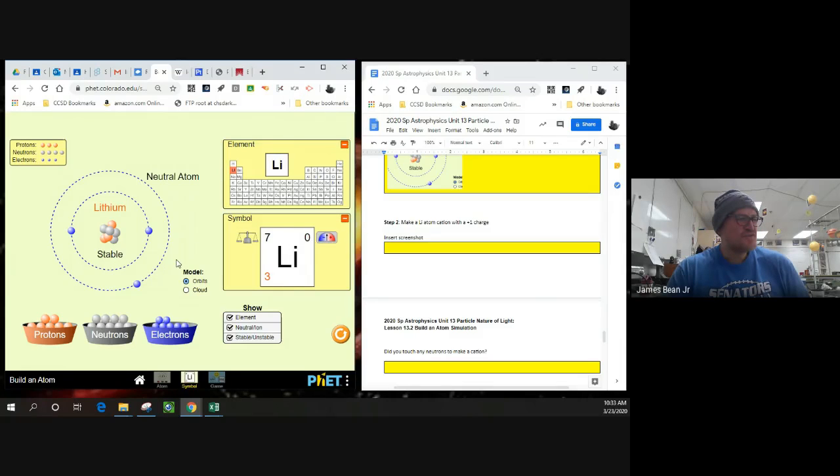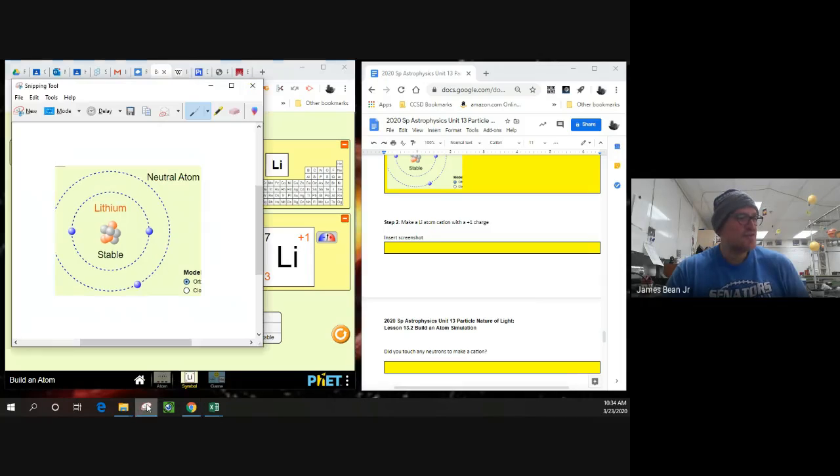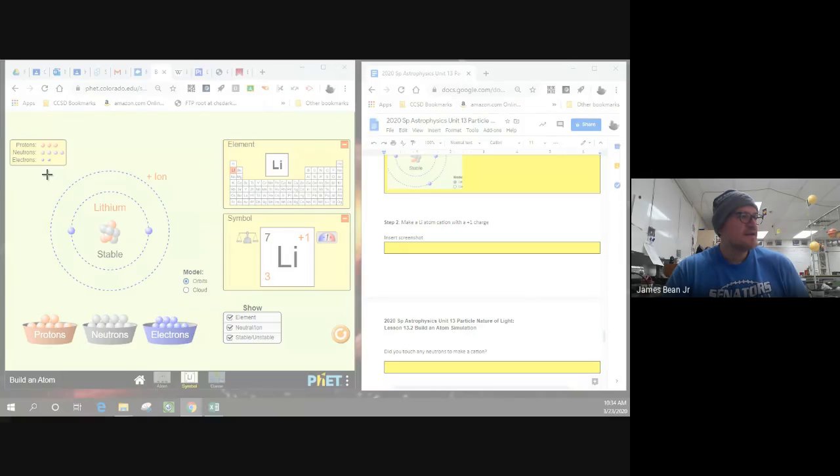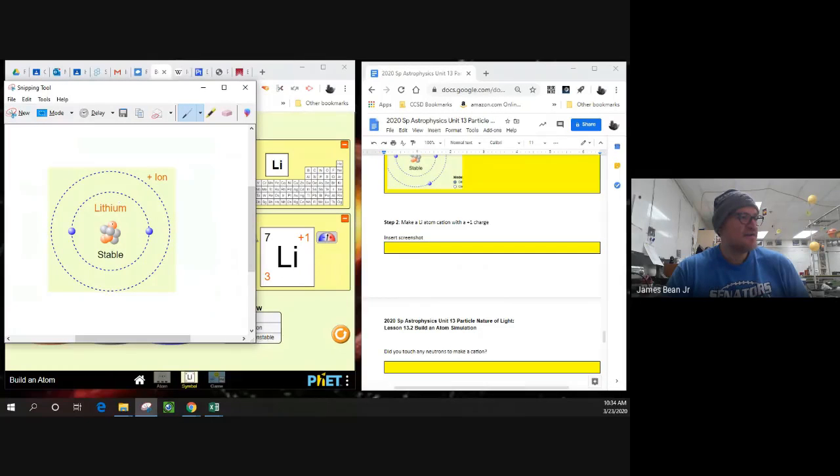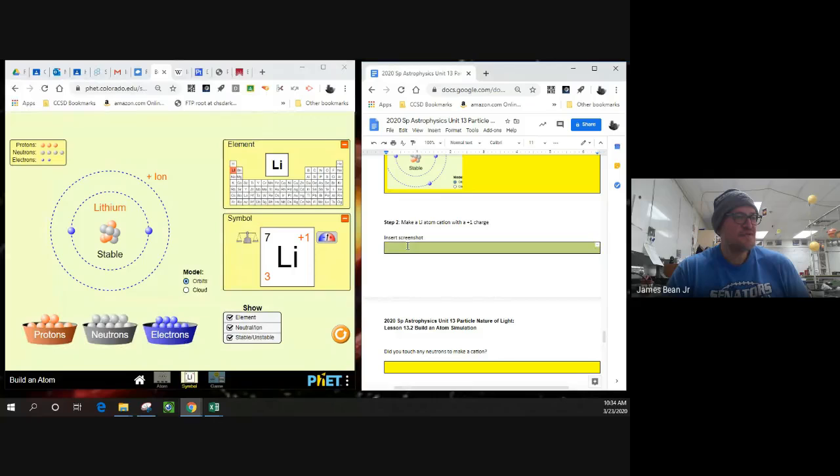Next part says, let's make a lithium atom cation with a +1 charge. Let's see what happens if I take an electron away. Notice we have a +1 charge. That means there are 1, 2, 3 protons and only 2 electrons, so it's a +1 charge. So we have a positive ion here, and let's do copy, and I'm going to put it right here and do Control V.